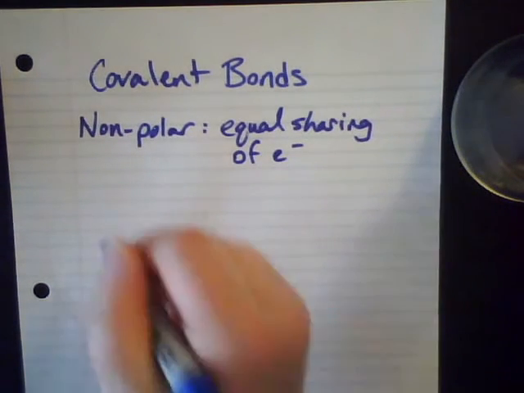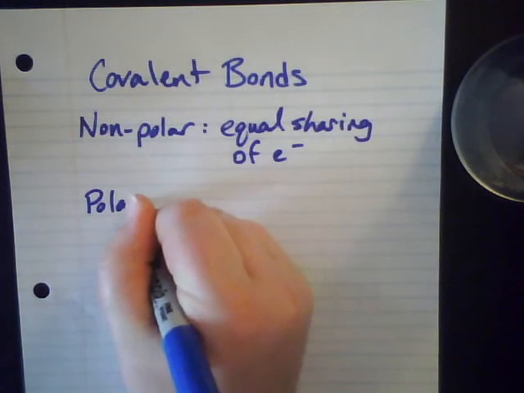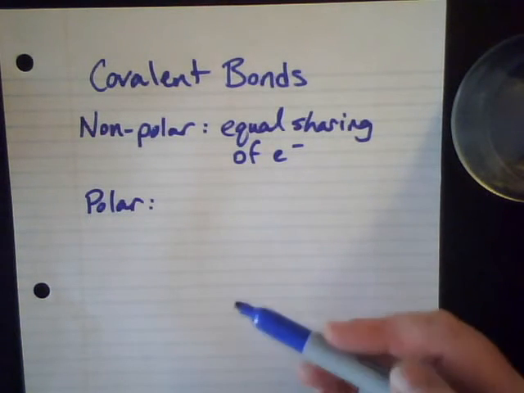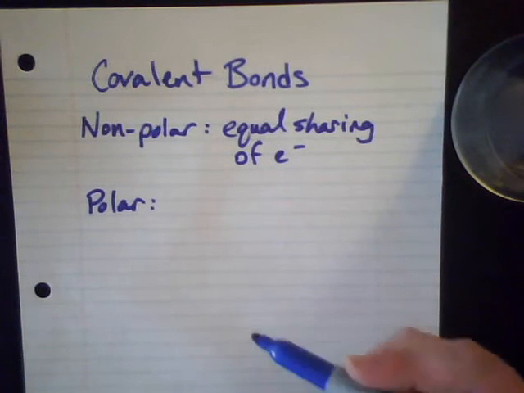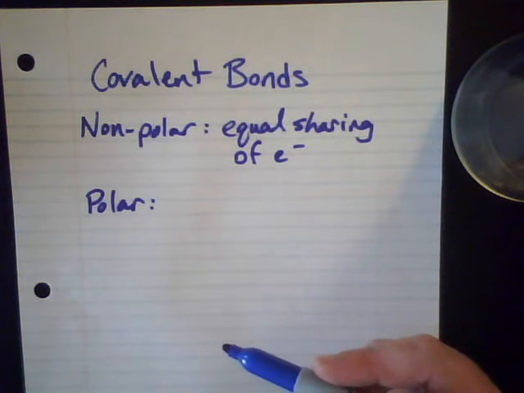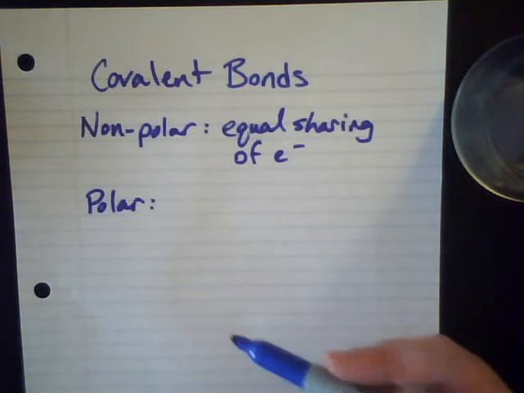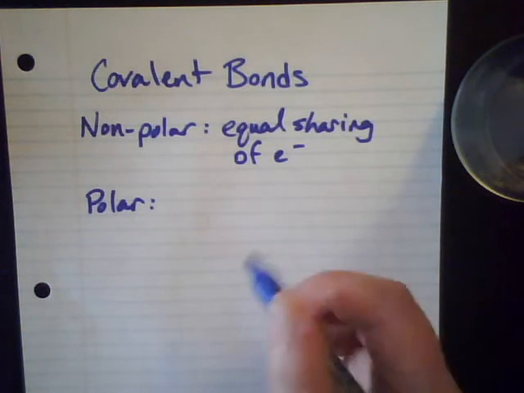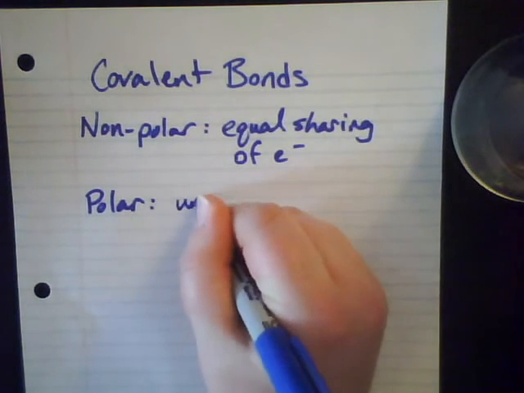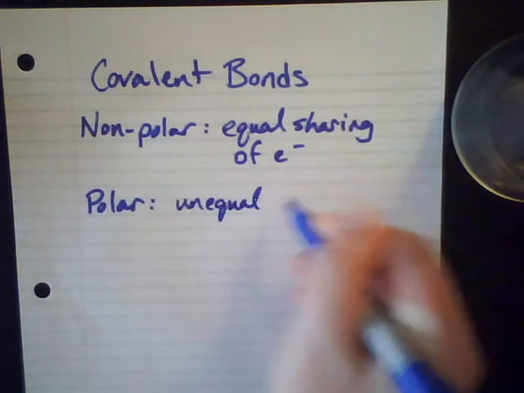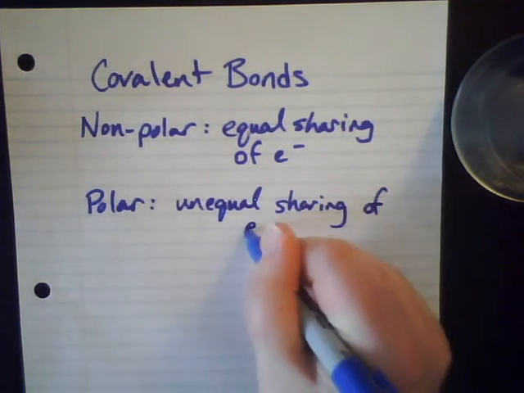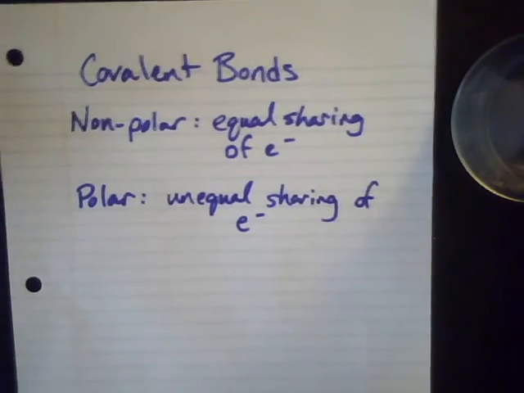And polar covalent bonds. Polar, like two poles on a battery or two poles on the Earth, the North Pole and the South Pole. It's referring to the magnetism of the Earth. Polar means that there's kind of opposite sides, or that there's a different charge on each side. So that means that there's an unequal sharing of electrons. Okay, there's these two types.